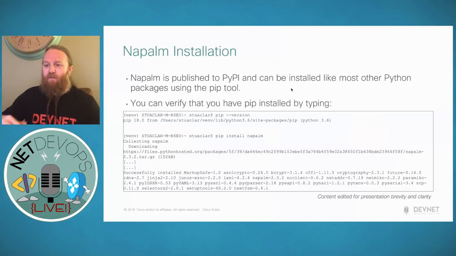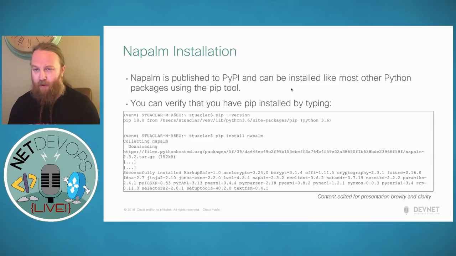So first of all, the thing that you need to do with NAPALM, with it being a Python tool, is to install it. And it's published to PyPI. And we can install it like we do most of the Python packages just using the pip tool. You'll see the example on my screen there. So the first thing you have to do is to make sure you've got pip installed, and you can verify this with pip --version to see the pip version. And then just go ahead and pip install napalm.